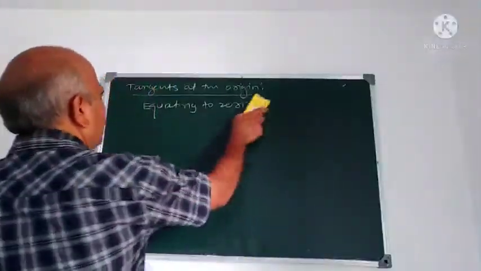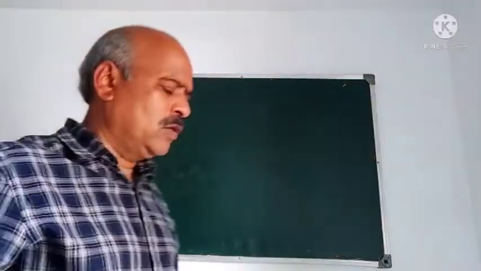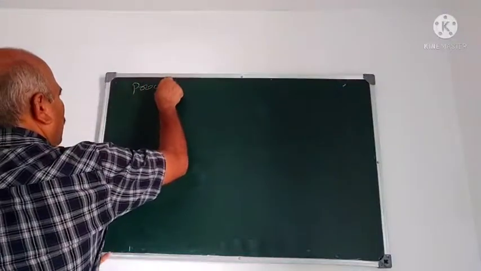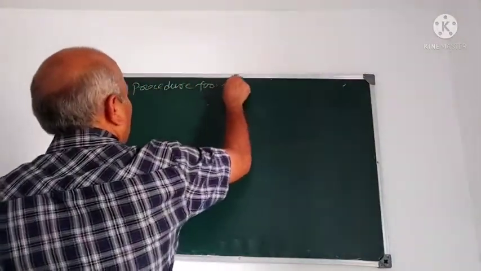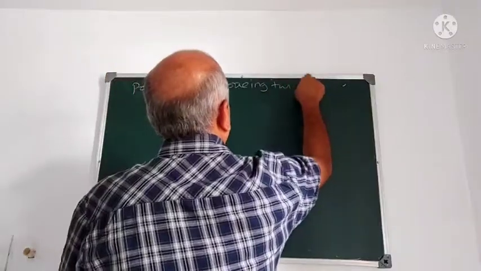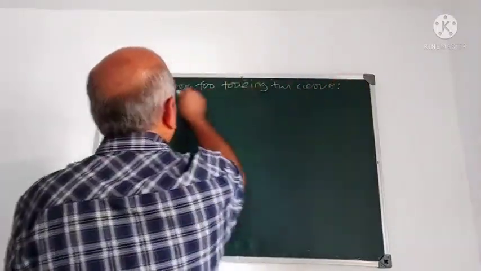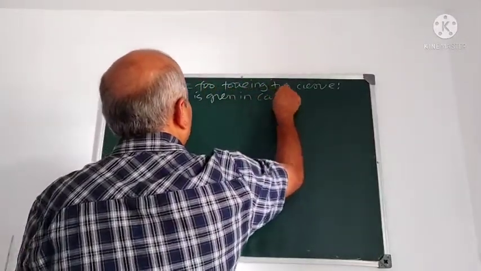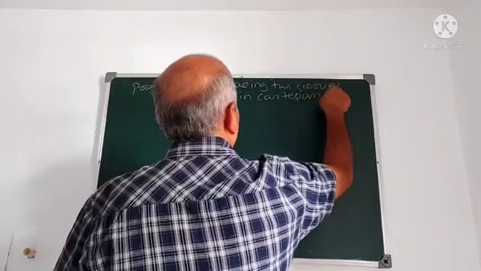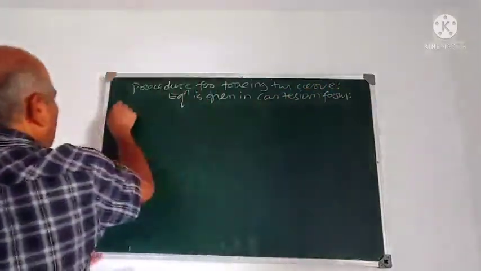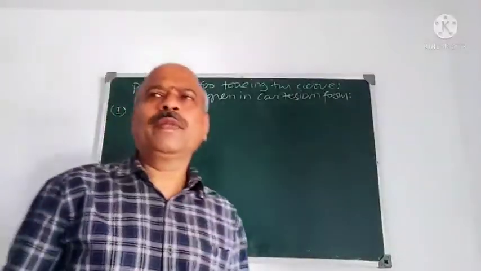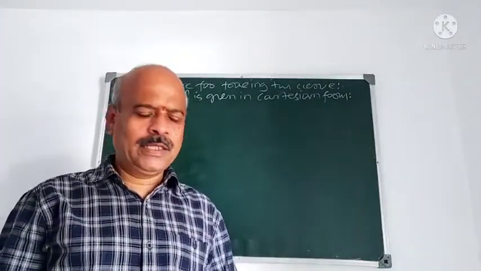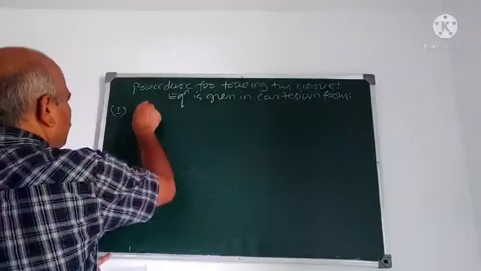Now I consider the procedure for tracing curves whose equations are given in Cartesian form. I will explain this procedure for tracing the curve, the different steps that you have to follow while tracing the curve. First is symmetry.